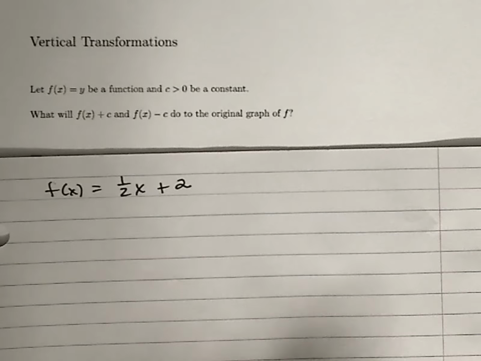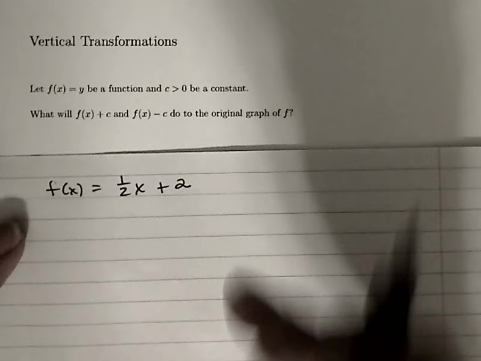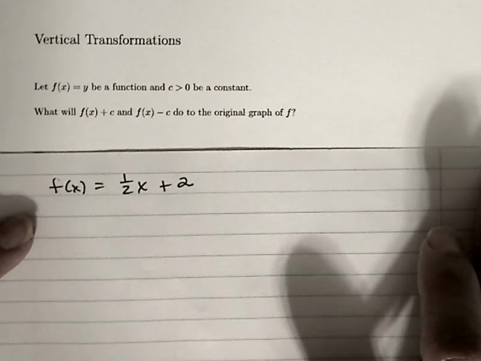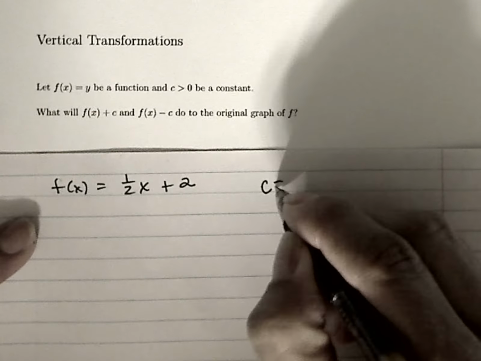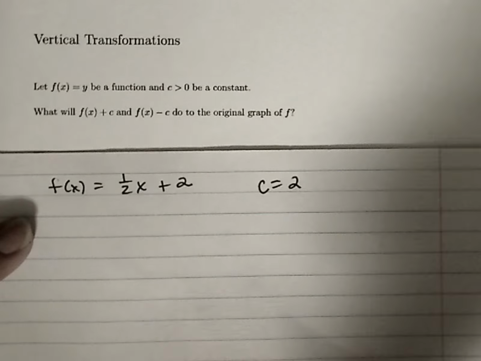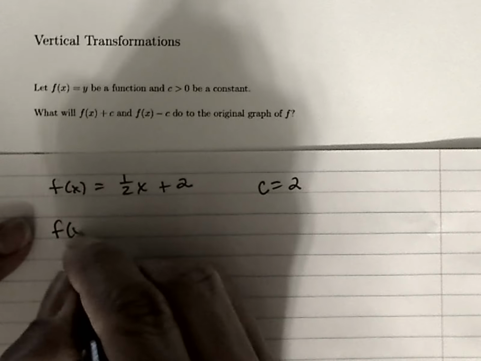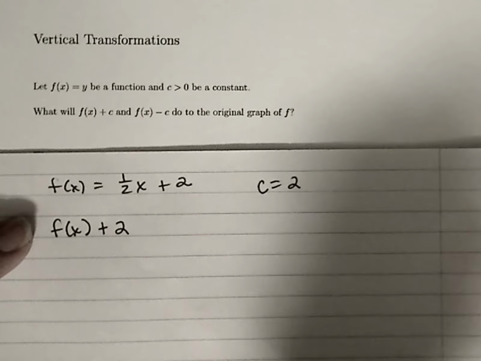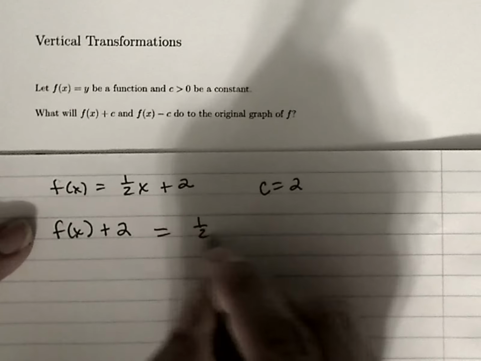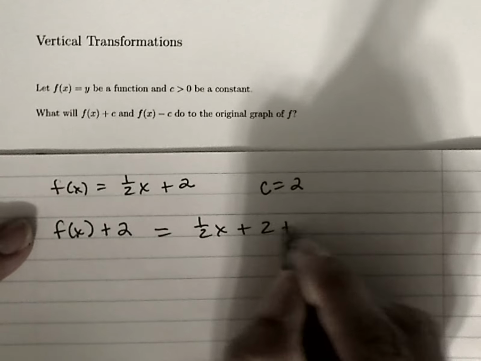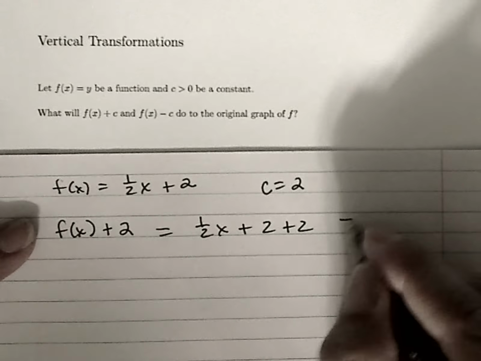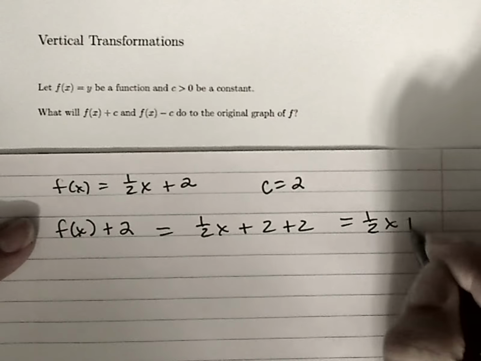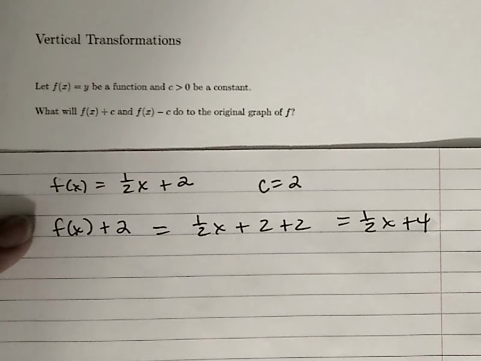Okay. Let's let, for our illustration, c be equal to 2. And we want to know what the graph of f of x plus 2 will look like. Well, that's just going to be 1/2 x plus 2 plus 2, or 1/2 x plus 4.